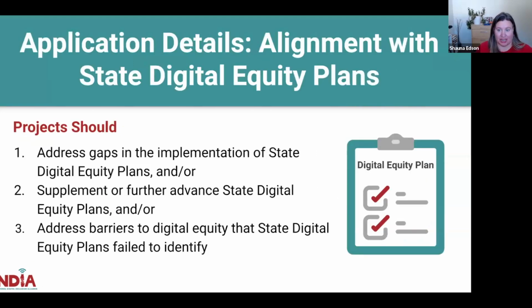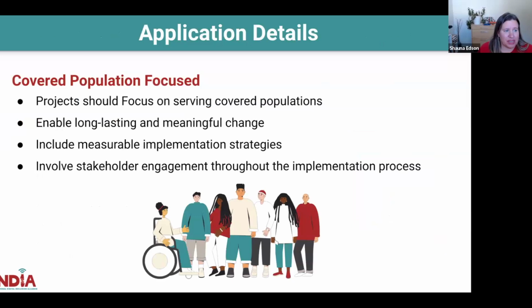So things that people can do with the competitive grant can address gaps of the activities and implementation in their state plan, further advance digital equity activities that maybe the state plan failed to address, and really just anything that focuses on advancing digital equity. They, again, must focus on the covered populations. All of these grant programs talk about the covered populations because they're listed in the Digital Equity Act. And again, you'll see enabling long-lasting and meaningful change, measurable, making sure that stakeholders are engaged throughout the process.